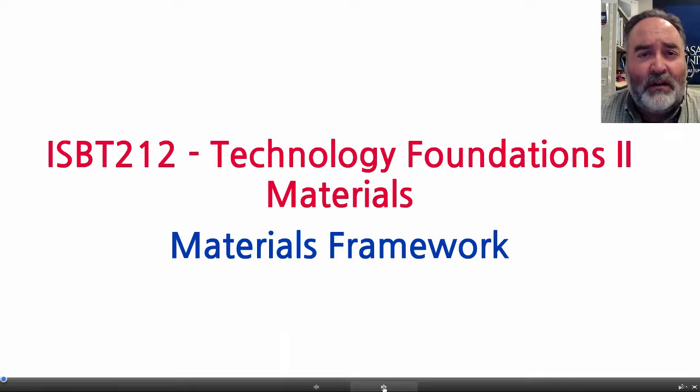We always start talking about a big topic like materials using a framework. You have already seen the ISBT framework. The ISBT framework is based on the idea of a system with inputs, processes, and outputs, and then the environment, and we connect these things together.